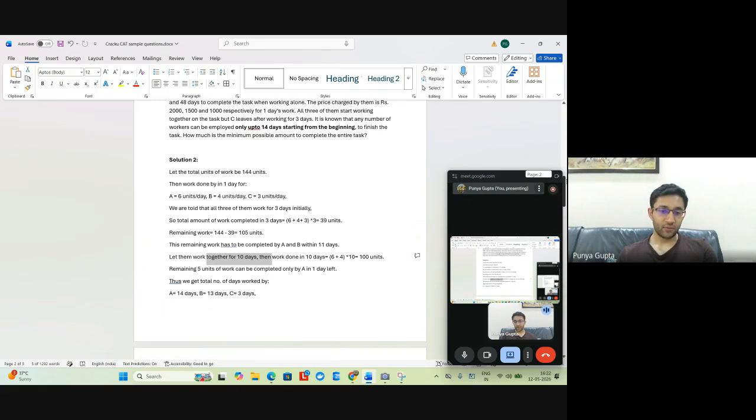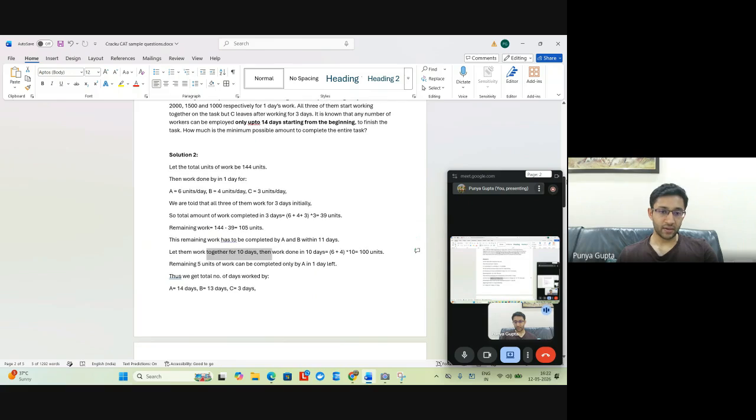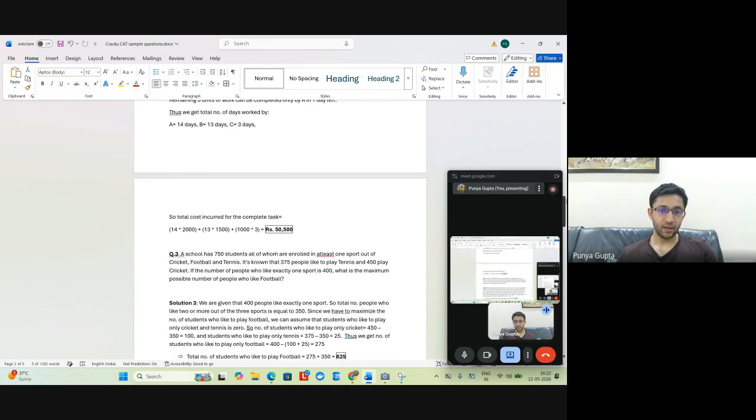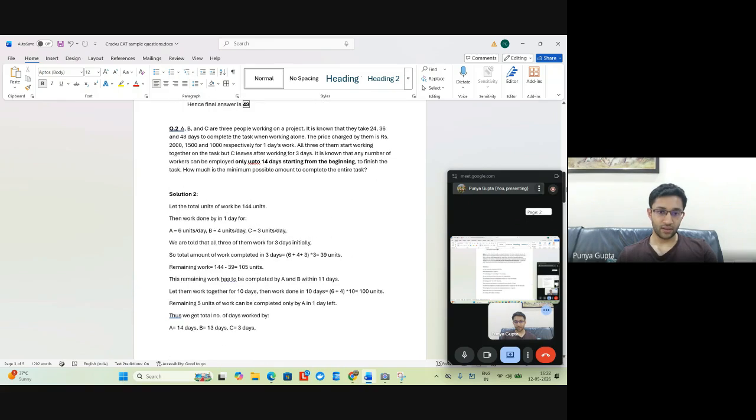So now we just have to find the total amount of cost incurred by A, B, and C working together, which is nothing but 14 into 2,000 plus 13 into 1,500 plus 1,000 into 3, which comes out to be 50,500 rupees. So this question, a similar question was asked in CAT 2025, and this question is just a modified version of that question.